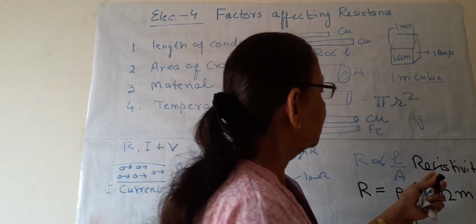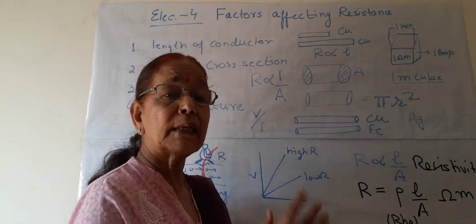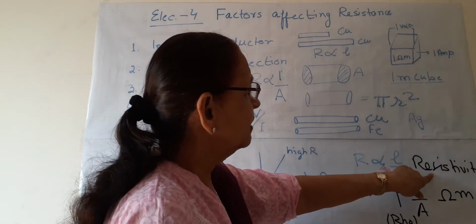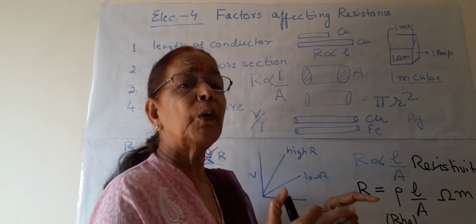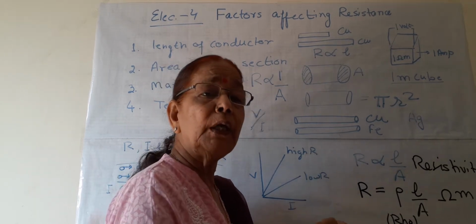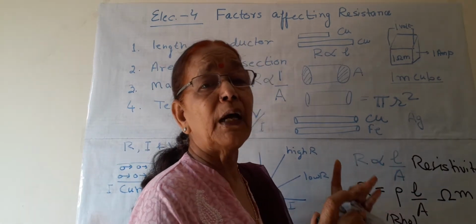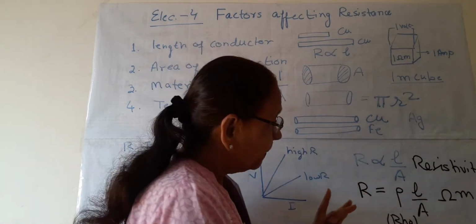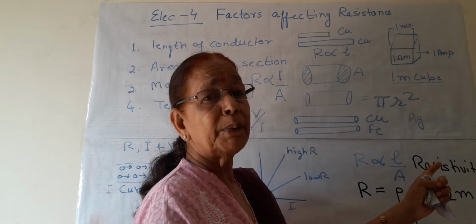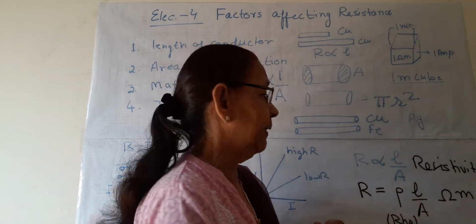Now what is this resistivity and what is the difference between resistance and resistivity? So one thing, resistivity is dependent upon the material. It is the quality of the material only. No other thing affects the resistivity except the material of the conductor, and also temperature. The material and temperature are the only things that affect the resistivity of a material.